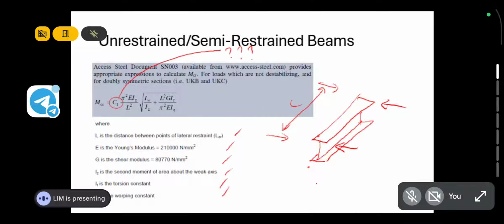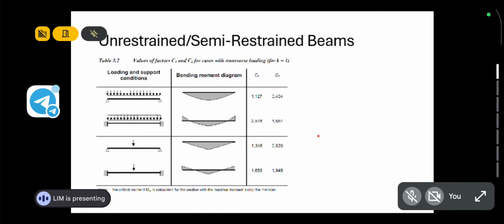What is C1? C1 is the only thing that we don't know in this formula. So then we go to the next page to figure out what C1 is. See, that's the problem with this lateral torsional buckling. There's always new formulas to find what's missing from the previous formula. Okay, so there's formula on top formula on top formula. That's what makes this a little bit, it's not difficult lah, but it's hard to remember.